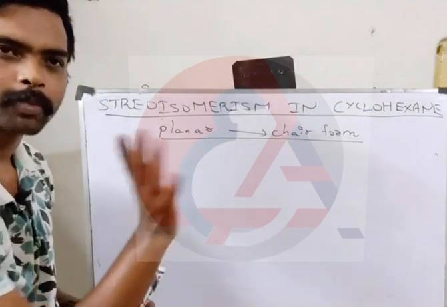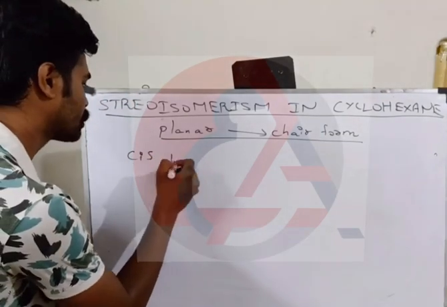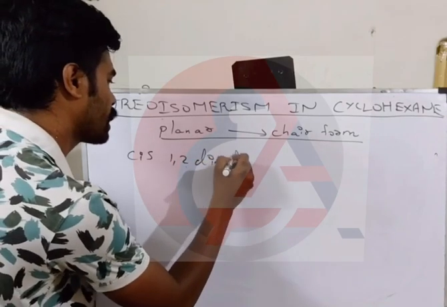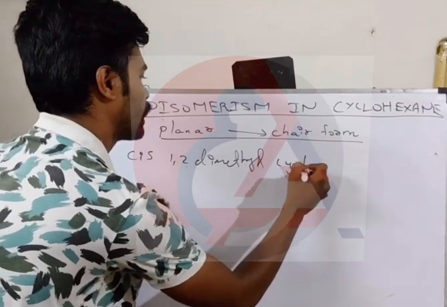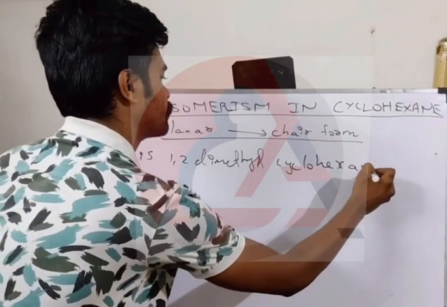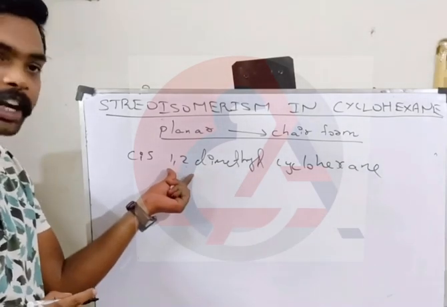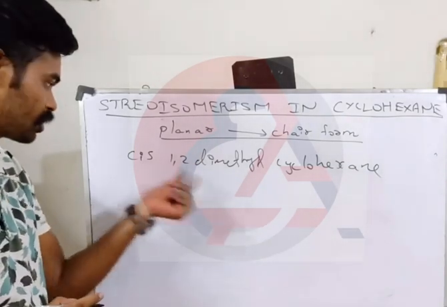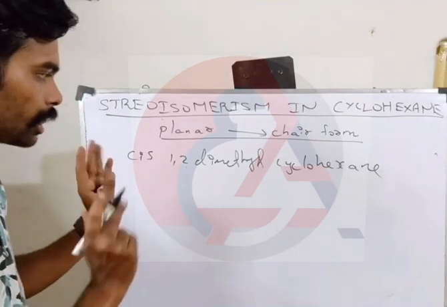So let me take a very small example. I am going to take the example of cis 1,2 dimethylcyclohexane. You are going to see that there is a lot of information here. There are two methyl groups in 1 and 2 positions, and both these methyl groups must be cis to each other. So how do we draw it?